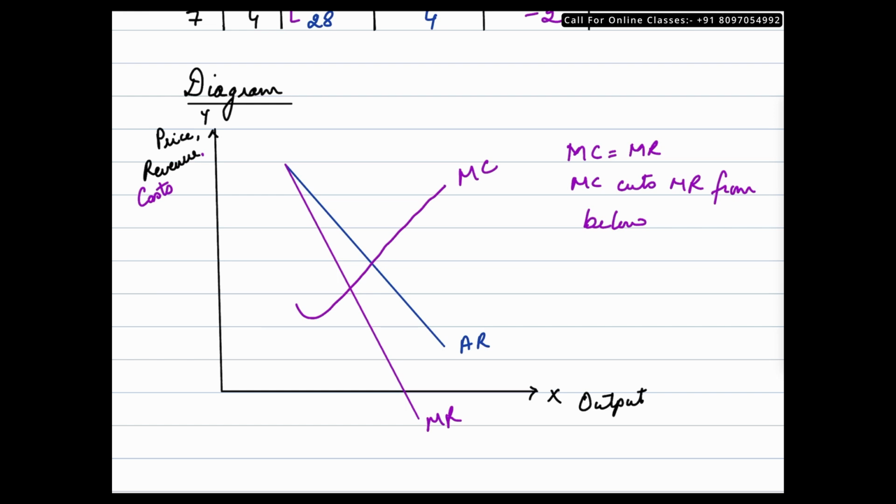So to determine the output and price, all we need to do is drop a perpendicular from this point down to the x-axis. This is the quantity, and this same line is to be extended up till it touches the average revenue curve, and from here you drop a perpendicular on the y-axis to get the price. So this is the price P, and this is the quantity Q at which a monopolist would be maximizing his profit.